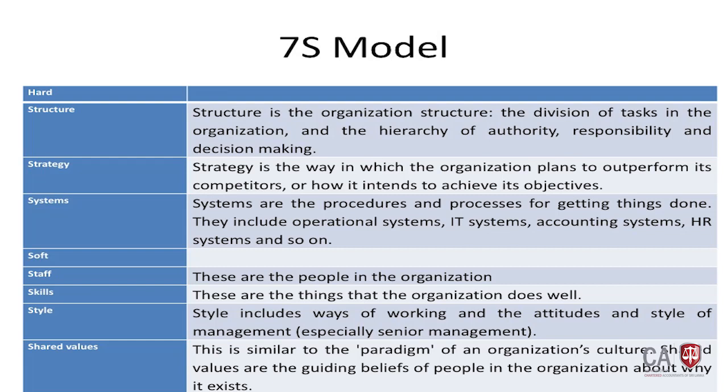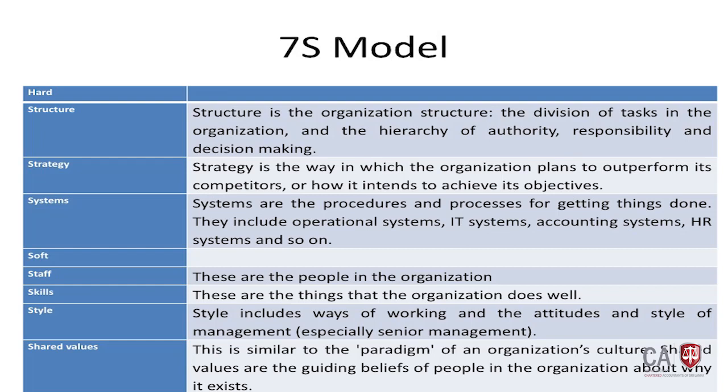Then what is system? Systems are the procedures and processes for getting things done. Normally they include operation systems, IT systems, accounting systems, HR systems and so on. You know what the different procedures and processes in the organization are. For example, it can be an IT system, even an internal control system, or a system like ERP.